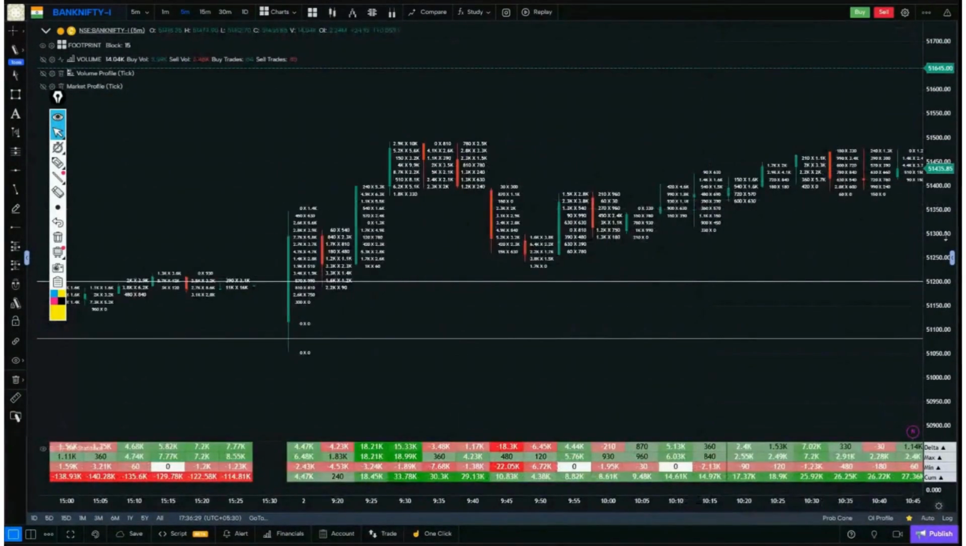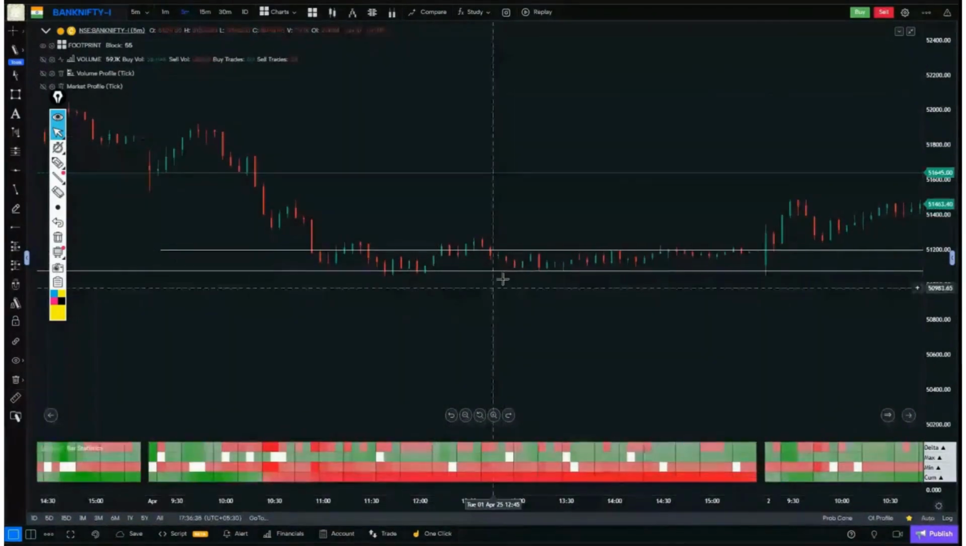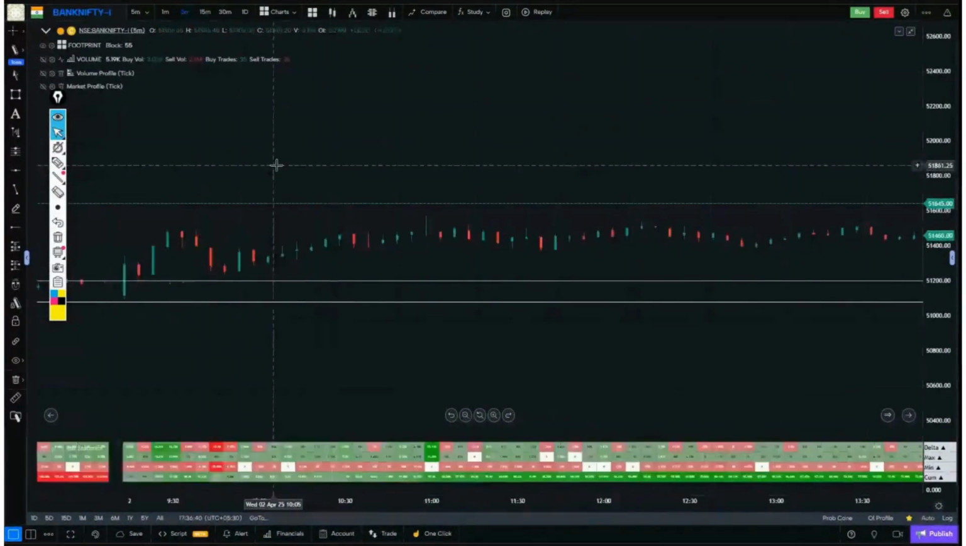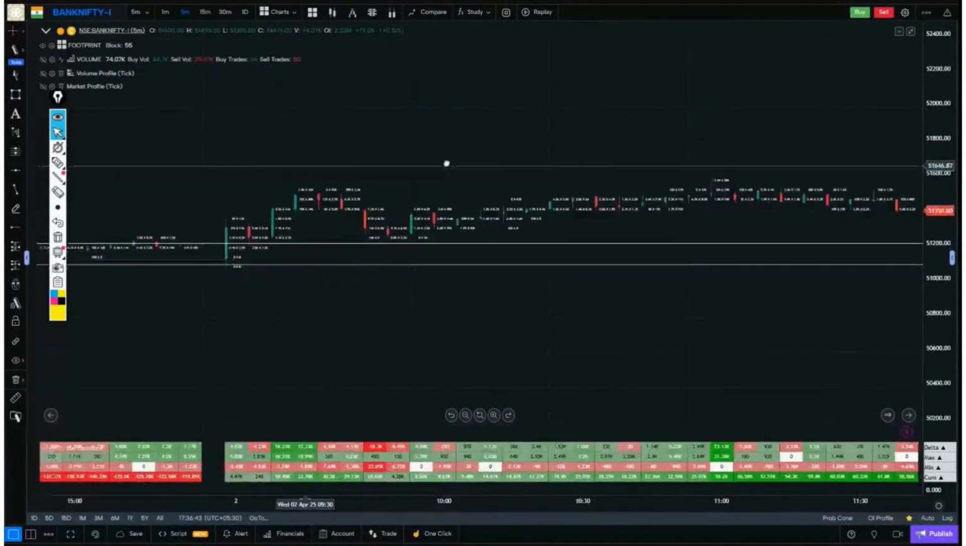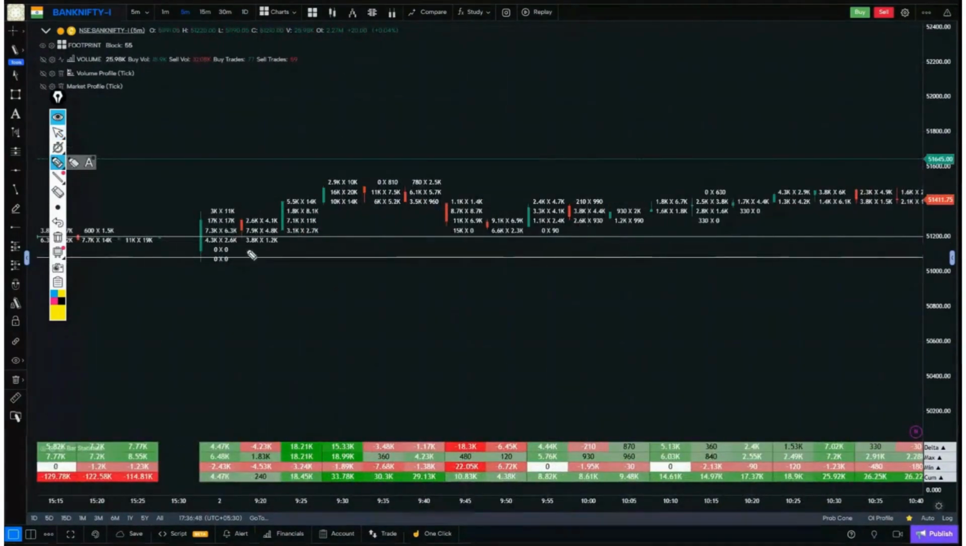In Bank Nifty, the same thing happened. Yesterday's VPOC zone was here. This was yesterday's VPOC zone. Okay, so until this zone is broken, we cannot expect anything bearish. We didn't see much selling here. There was aggressive buying, wire stepping.